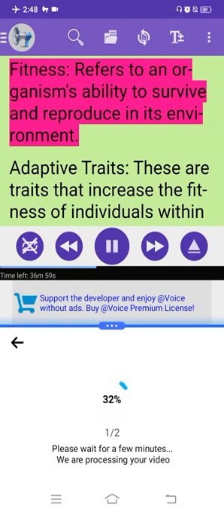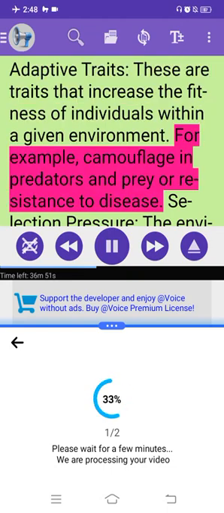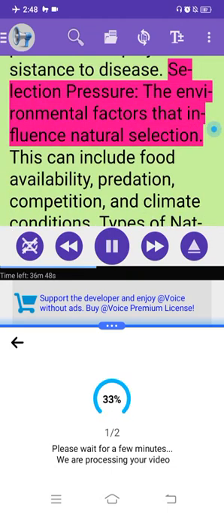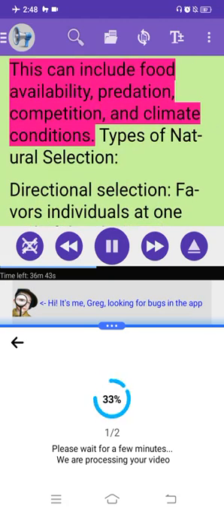Fitness refers to an organism's ability to survive and reproduce in its environment. Adaptive traits. These are traits that increase the fitness of individuals within a given environment. For example, camouflage in predators and prey or resistance to disease. Selection pressure. The environmental factors that influence natural selection. This can include food availability, predation, competition, and climate conditions.